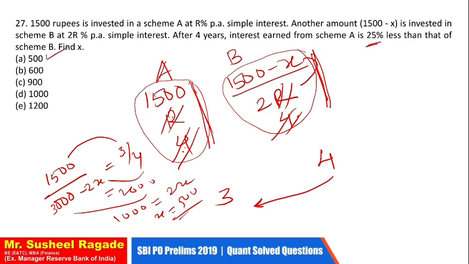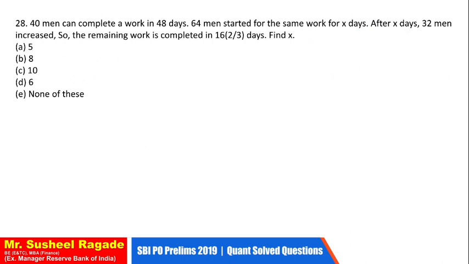Otherwise you can write this as 1500 into n is 4, then this is r, then again upon this is 1500 minus x into n is 4, r is 2r divided by this. So I have cancelled, I have eliminated those steps so that now we can save our time. So let's see question number 28.